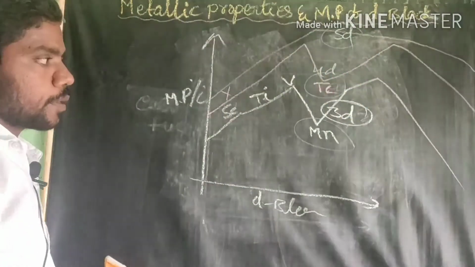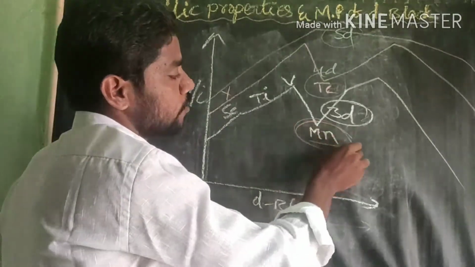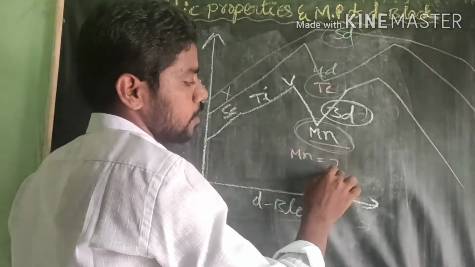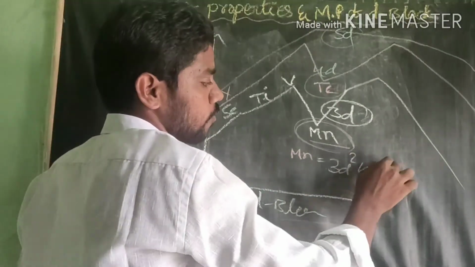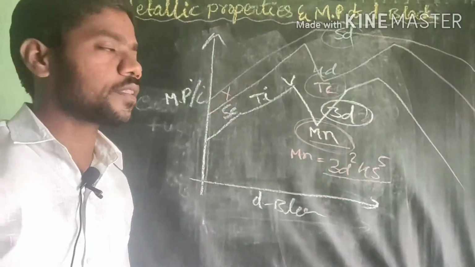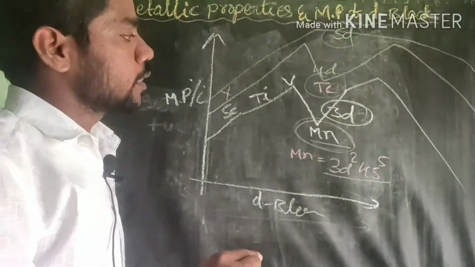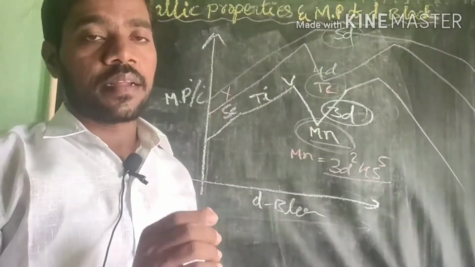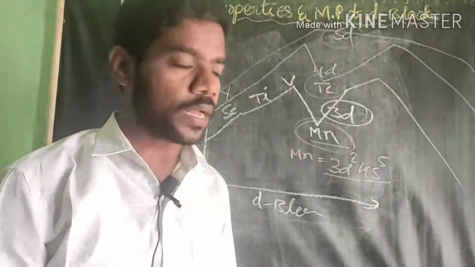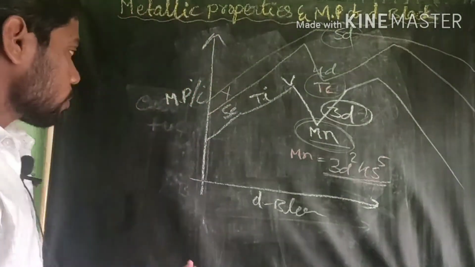Completely half-filled element, for example, manganese. The manganese valence electrons are half filled. For example, the manganese electronic configuration is Mn 3d5 4s2. Here 3d5 is completely half filled. Therefore these electrons are completely half filled, and it does not show that much metallic character. Therefore manganese, technetium, whatever the manganese group elements, they show less metallic character because they are completely half filled.